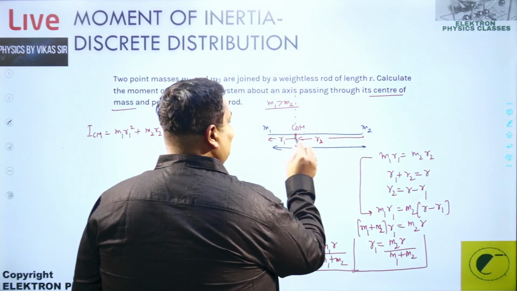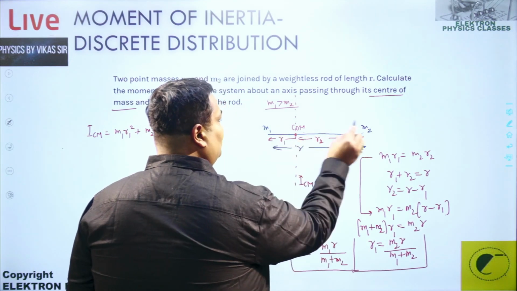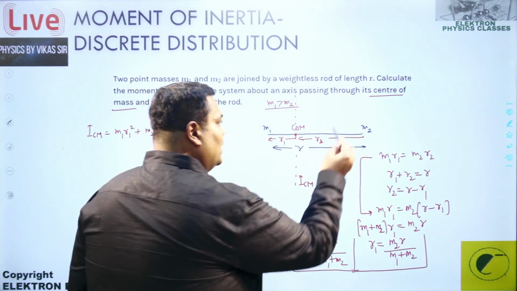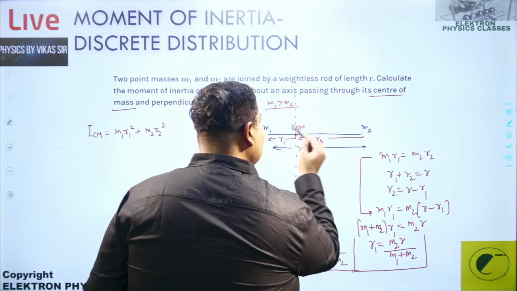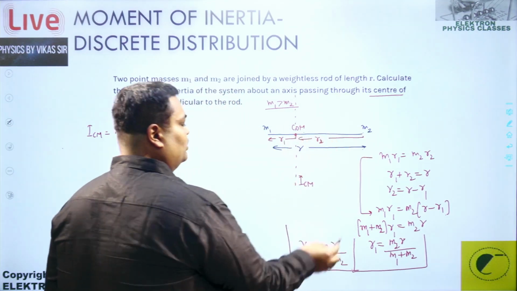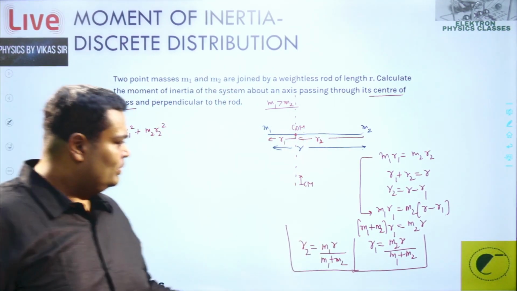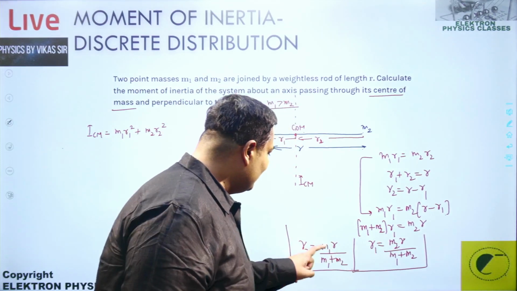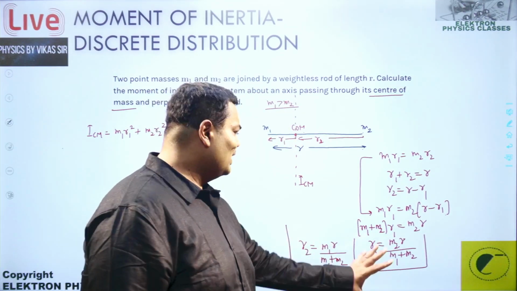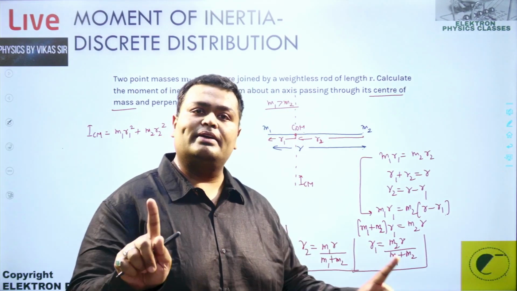Same way, what about this distance? That is m2 into r upon total mass. m2 into r. And what about this distance? m1 into r upon (m1 plus m2). That's what the result is. In r1 we have m2, in r2 we have m1. That is the simple internal division formula.